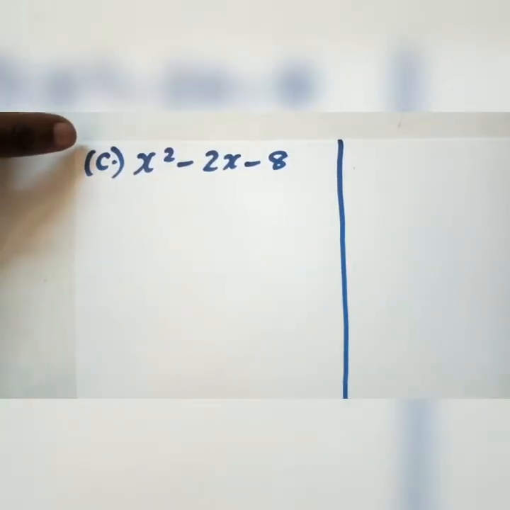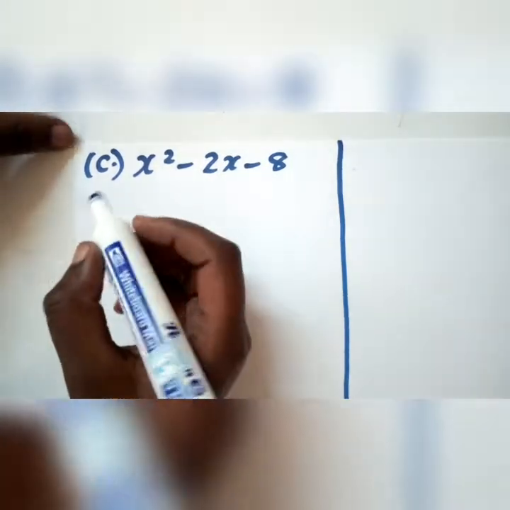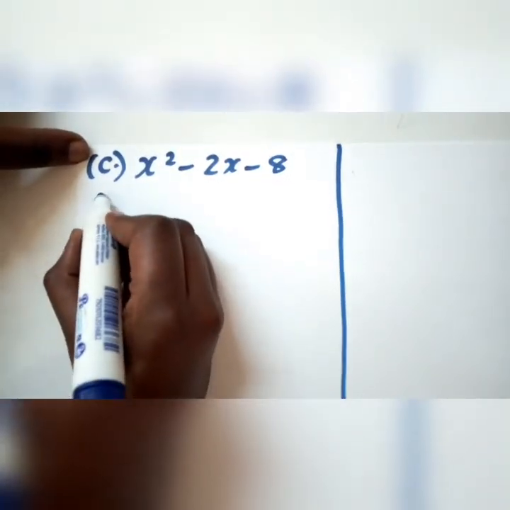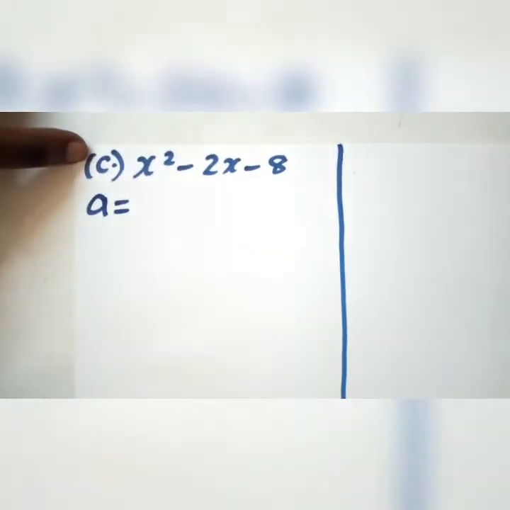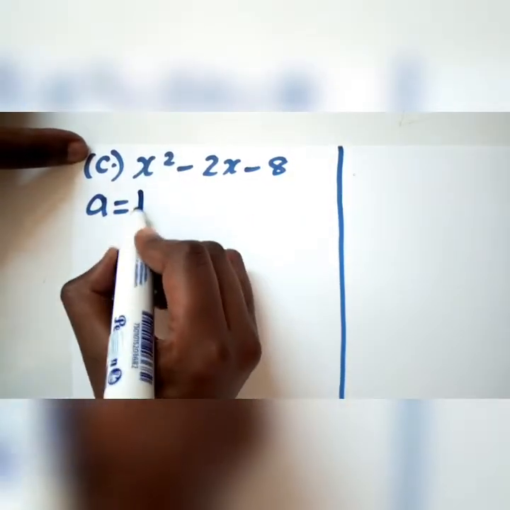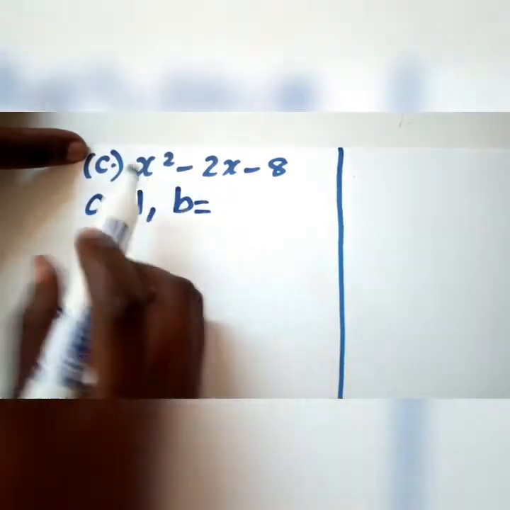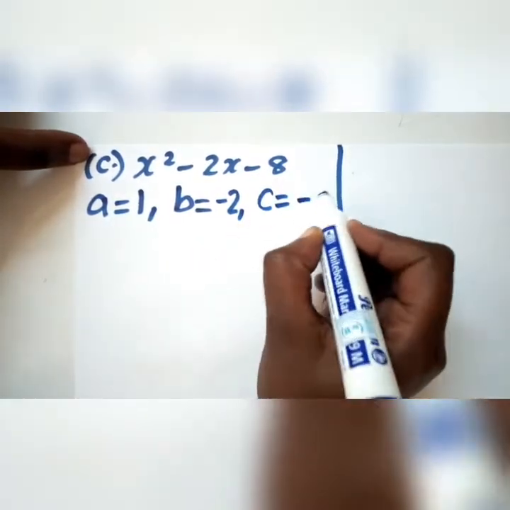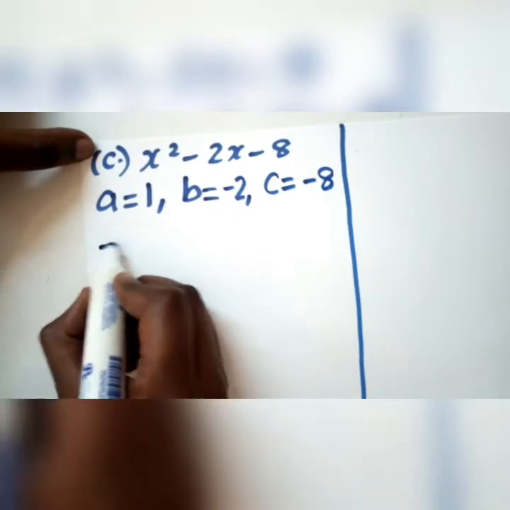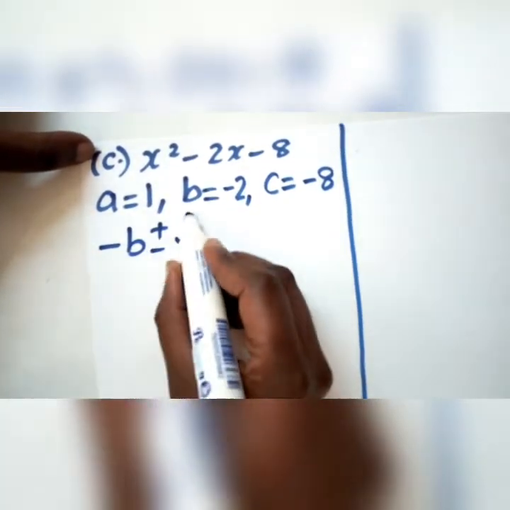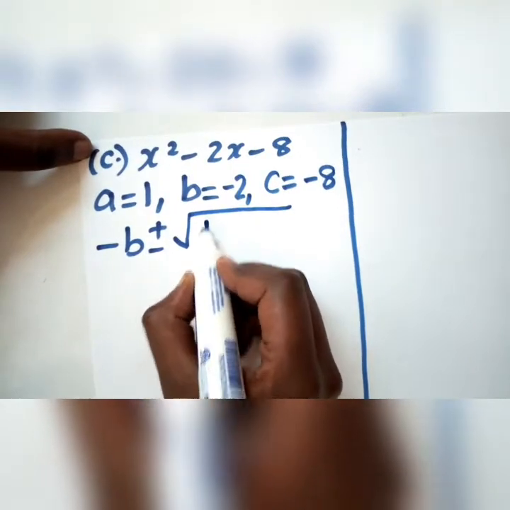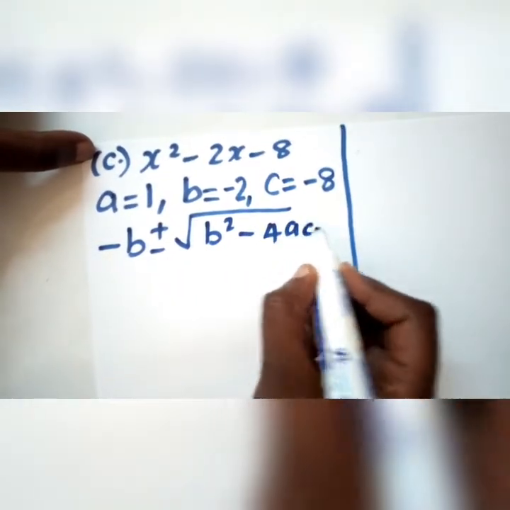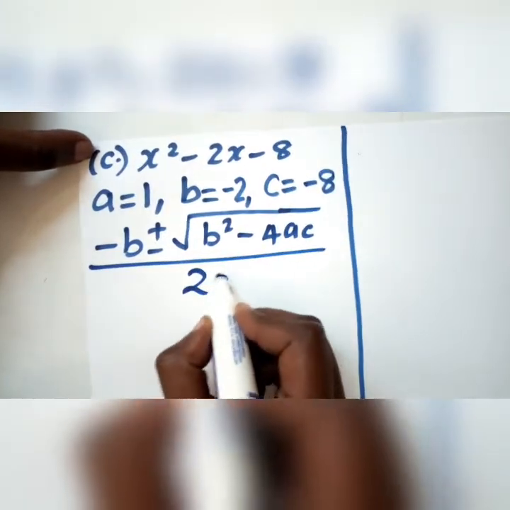Finally, we are doing the last question using quadratic formula. Let's factorize this quadratic expression. So by now we need to know that you start with your coefficient. What is our coefficient for a? It's 1. What's the b coefficient? It's minus 2. And then c is minus 8. And then we write our formula again, minus b plus minus square root of b squared minus 4ac, everything divided by 2a.